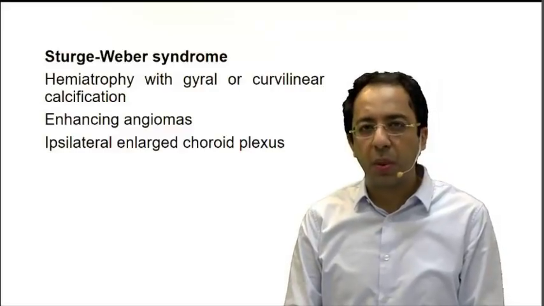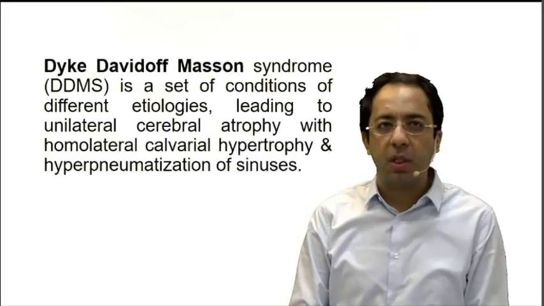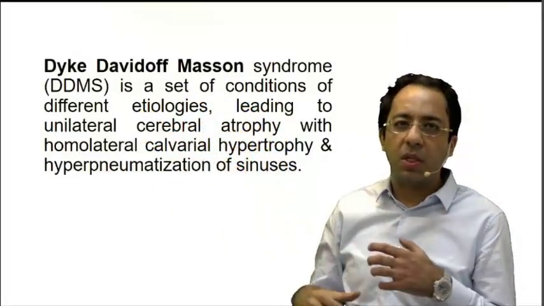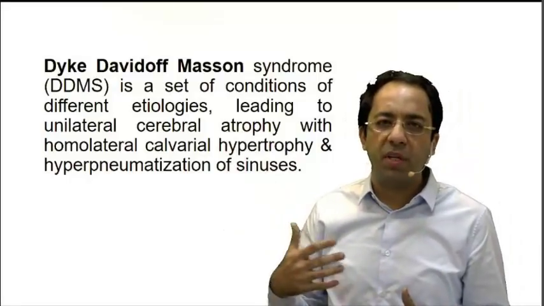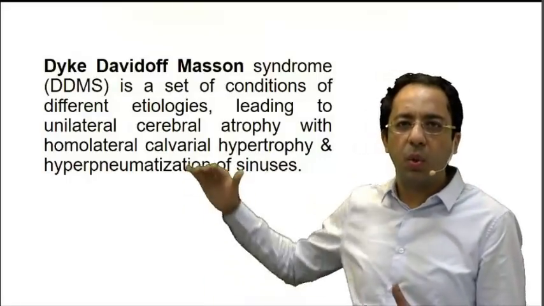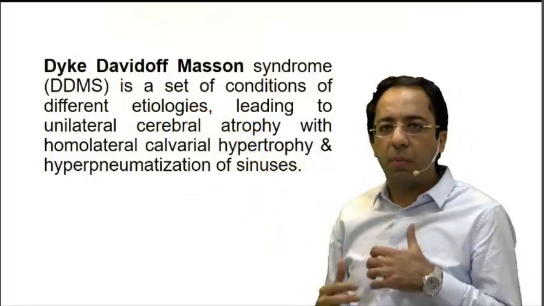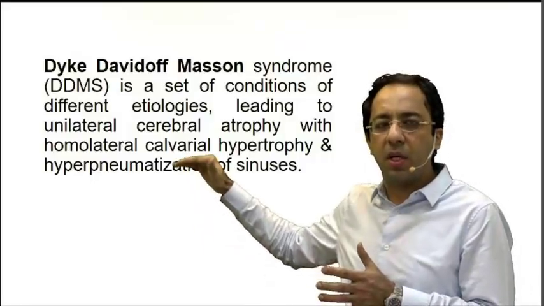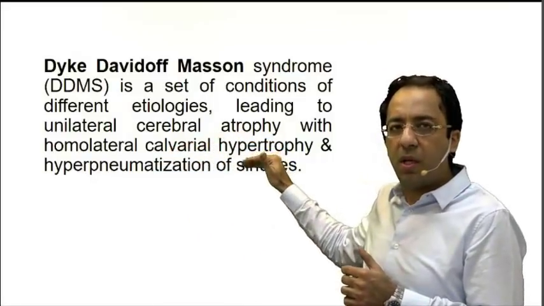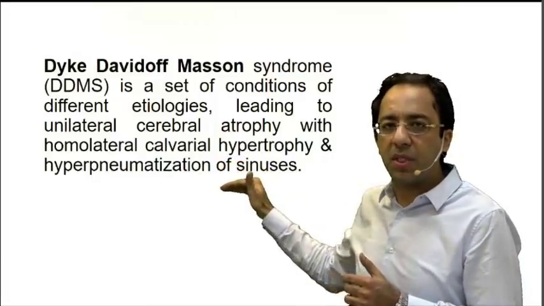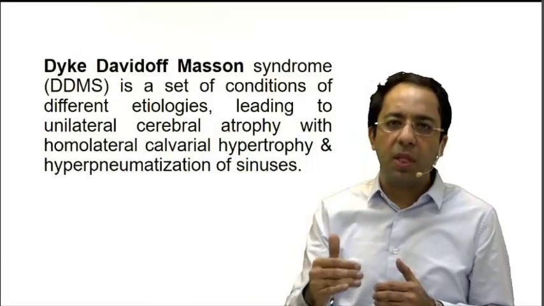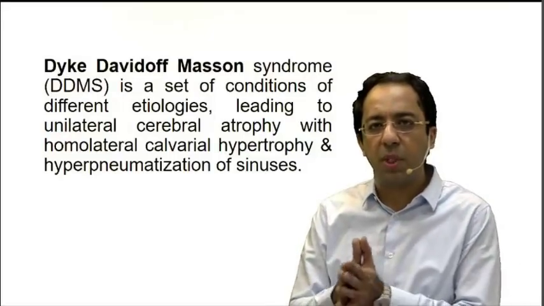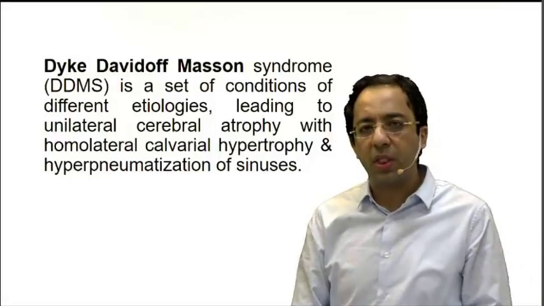What other differential diagnosis should you consider in such a patient? There is something called Dyke-Davidoff-Masson syndrome. This is because of different etiologies leading to a fetal life insult, leading to unilateral cerebral atrophy. But because this atrophy is happening in fetal life, there is time to compensate, and there is relative hypertrophy of the calvarium and hyperpneumatization of the sinuses. And if you notice, when I was describing the MRI, I told you there are no calvarial changes, which helps us to differentiate Dyke-Davidoff-Masson syndrome from the other two. That is how we differentiate.